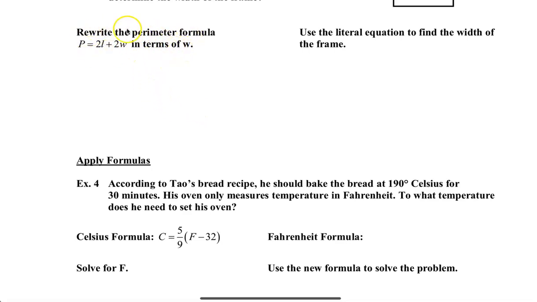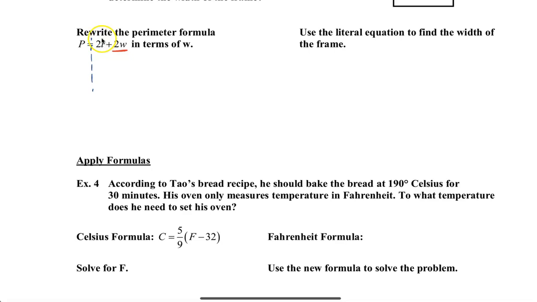So we have this formula here. It's the perimeter formula, 2 length plus 2 width. They always want it in terms of W. So let's get W by itself. So what's going on with the W? Just like before, it's like solving a problem. You want to isolate the W. So you want to try to get this W by itself.